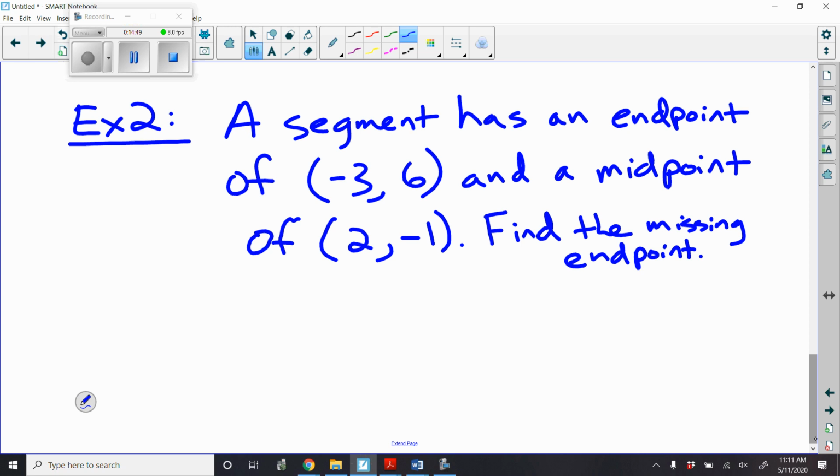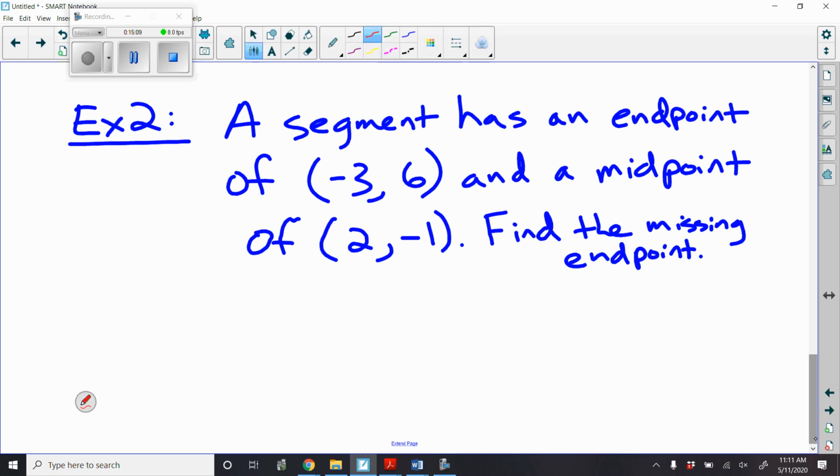Because the segment has an end point of -3, 6. So I know -3, 6 is an end point, and a midpoint of 2, -1. So now I know the midpoint and one of the endpoints. My goal is to find the missing endpoint. So here's what I know.